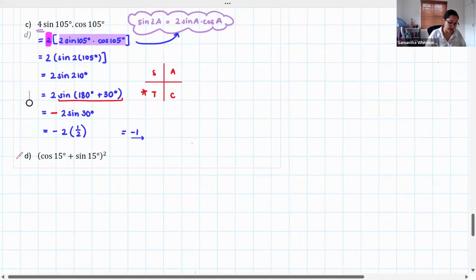we now have in question D, I have no idea why there's a pen there. It just arrived. Who knows?